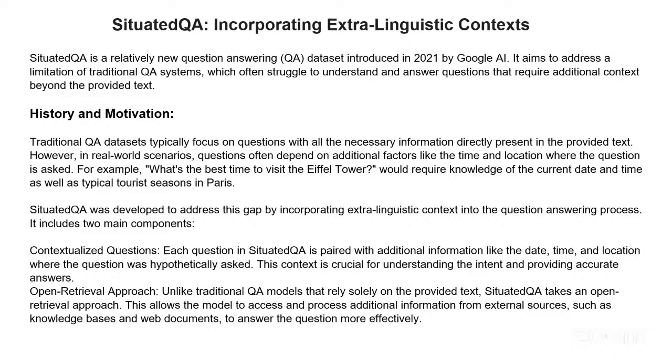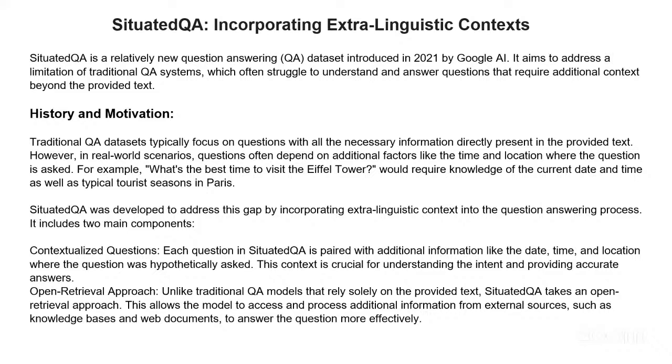Then there is history and motivations. Traditional QA datasets typically focus on questions with all the necessary information directly present in the provided text. However, in real-world scenarios, questions often depend on additional factors like time and the location where the question is asked. For example, what is the best time to visit the Eiffel Tower? That would require knowledge of the current date and time as well as the typical tourist season in the city of Paris.